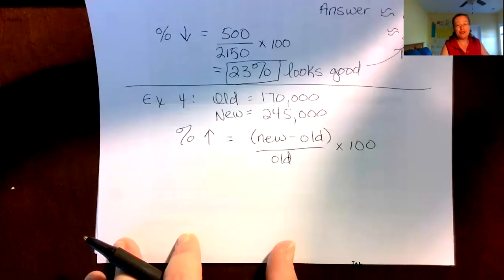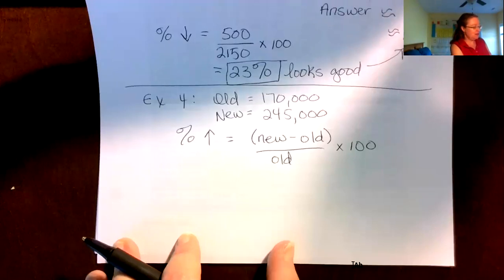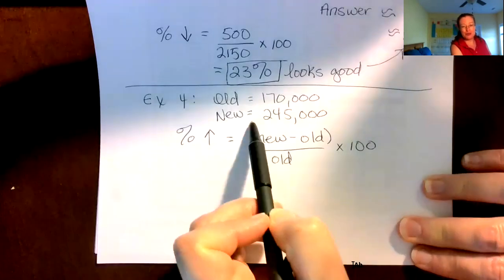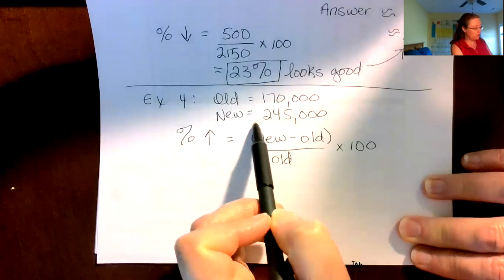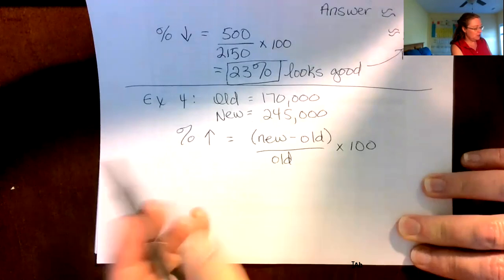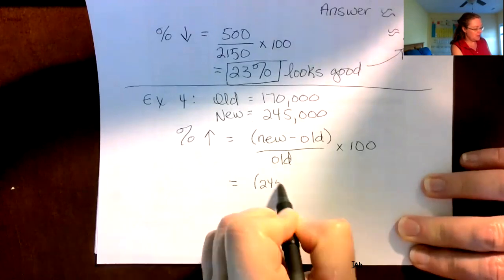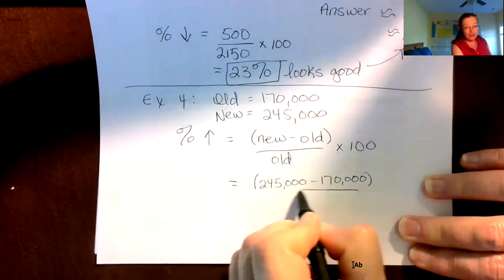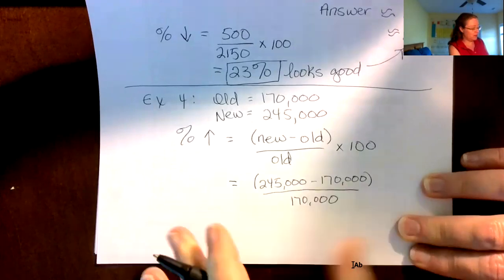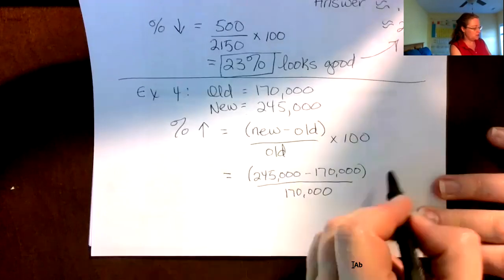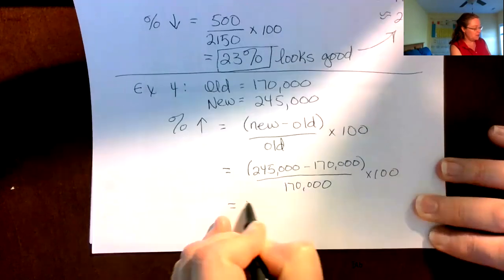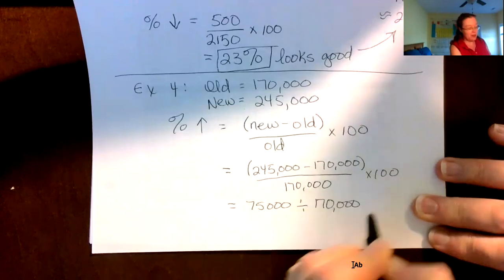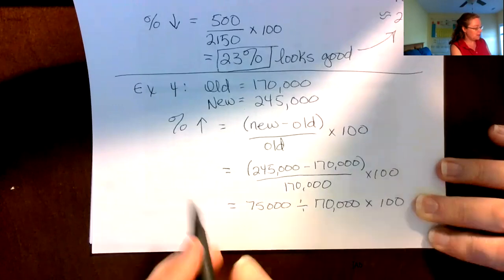So when you wrote down the information, did you write down and assign the old and the new to make sure that you did not get those two confused when it came to dividing? Hope so. Hopefully you did your 245,000 minus 170,000, and you have to get that answer. And then hopefully you divide by the original amount. So this will be 75,000 divided by 170,000 times 100. And I got 44% increase in the price.